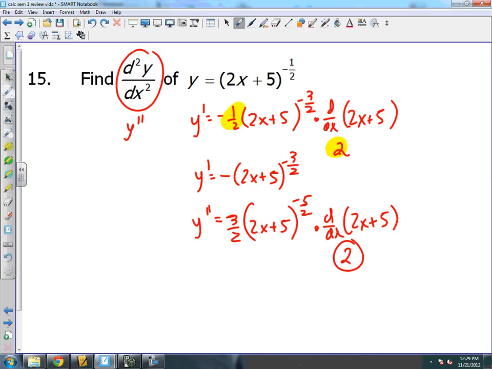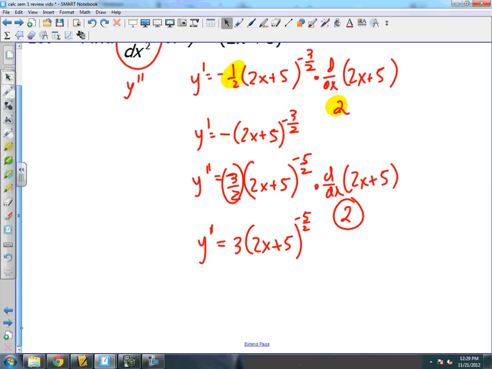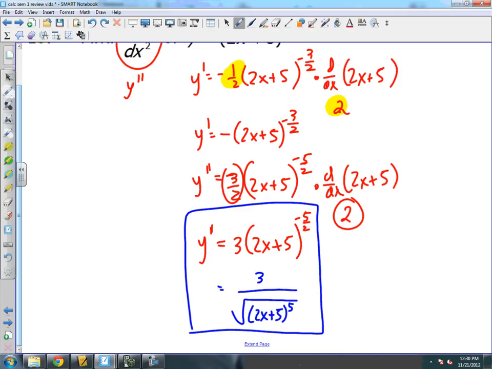But once again, if you multiply 2 times 3 over 2, y double prime ends up equaling 3 times (2x + 5)^(-5/2). If you wanted to rewrite that with radicals, that would be equivalent to 3 on top, and then you've got the square root of (2x + 5) to the 5th power. All right, and that would be equivalent in radical form. So either way is acceptable, but that's how you would do the second derivative.